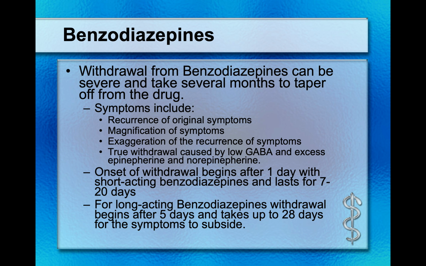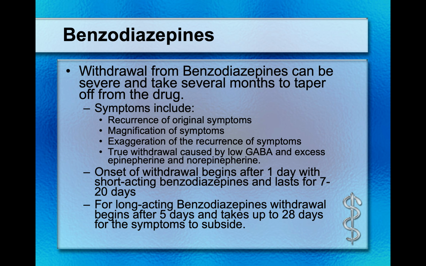Withdrawal from benzodiazepines can be severe and take several months to taper off from the drug. Symptoms include recurrence of original symptoms, magnification of symptoms. This is known as a rebound effect, and this is very common with benzodiazepines. In other words, when they wean you off the drugs, your symptoms become worse than they were before you started them. Exaggeration of the recurrence of the symptoms, true withdrawal caused by low GABA, and excess epinephrine and norepinephrine.